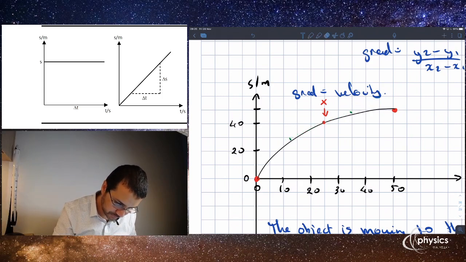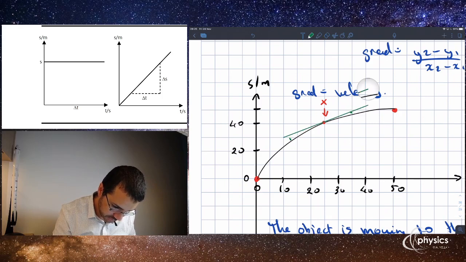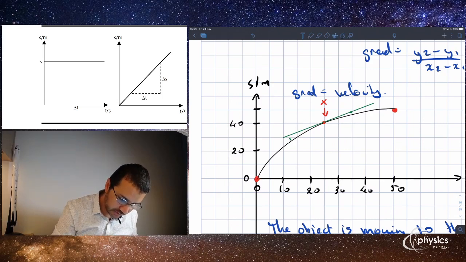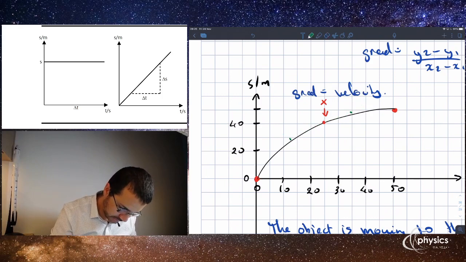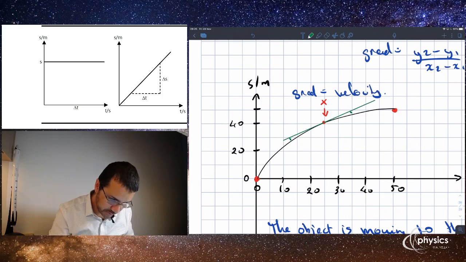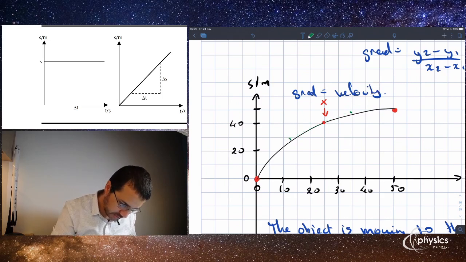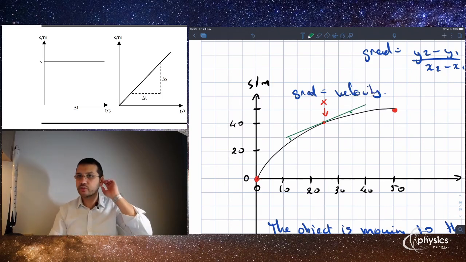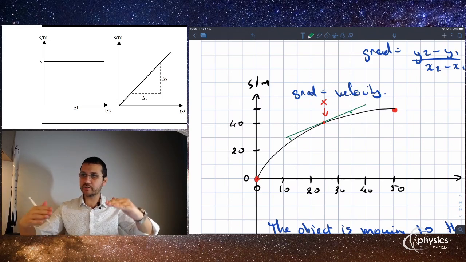This is the problem with this method. Alright, so the tangent should be balanced on the curve.